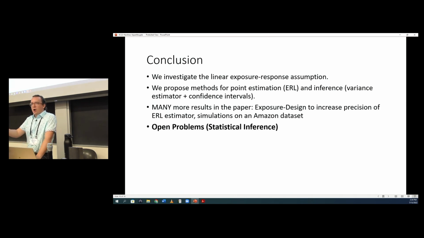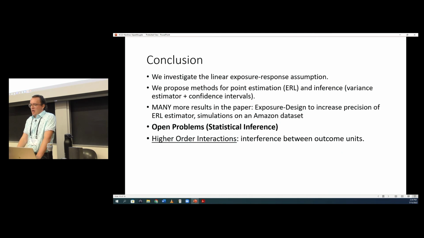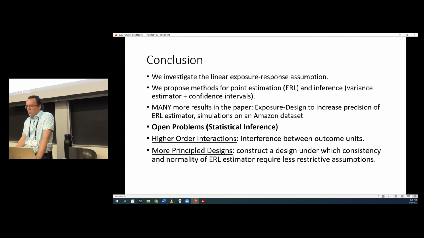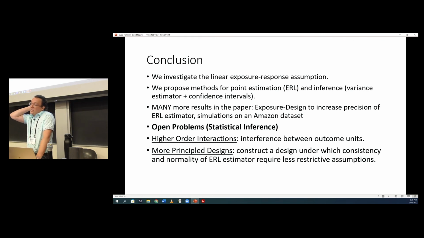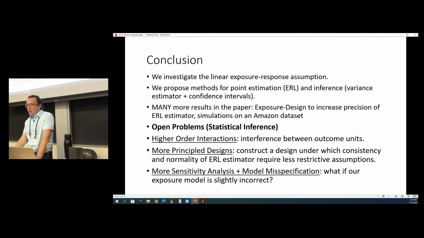There's a couple open problems, some technical ones on the statistical inference side. First, how do you handle interference between outcome units? We really put all the interference in the bipartite graph, and it depended on the treatment units. How do you have interference between outcome units? How can you have more principled designs? The one we have is a heuristic, and we'd like to have designs under which we can prove better or weaker conditions for consistency and normality.